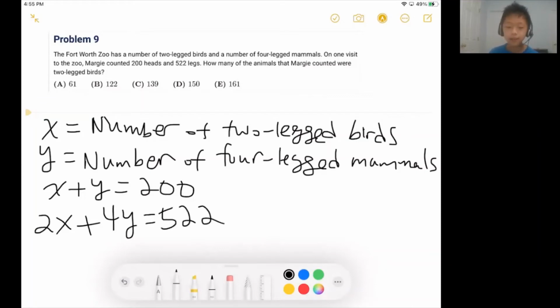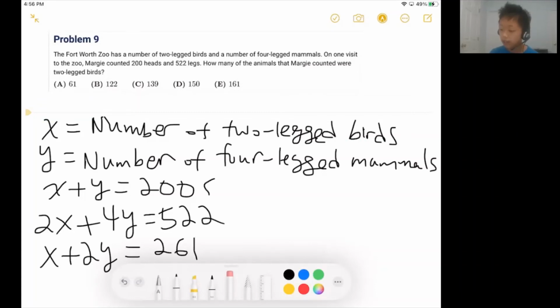So what I can do is I'm going to first take this second equation, and I'm going to divide both sides by 2. So if I divide both sides by 2, 2x divided by 2 is x. 4y divided by 2 is 2y. This has to equal 522 divided by 2, which is 261. And so now we just have to solve this system of equations.